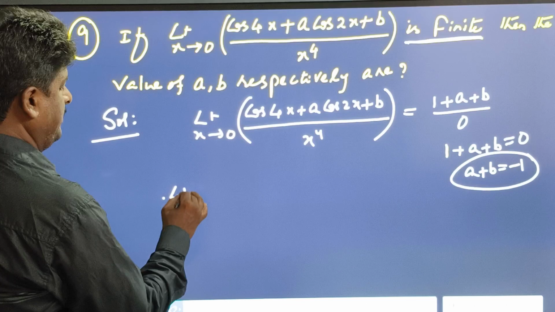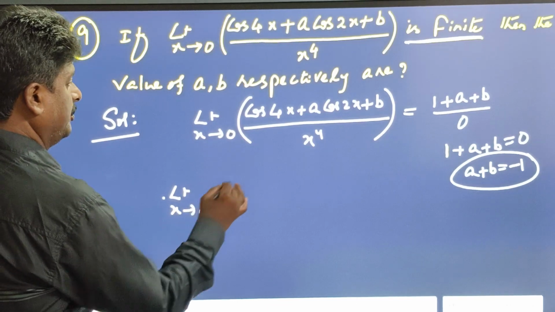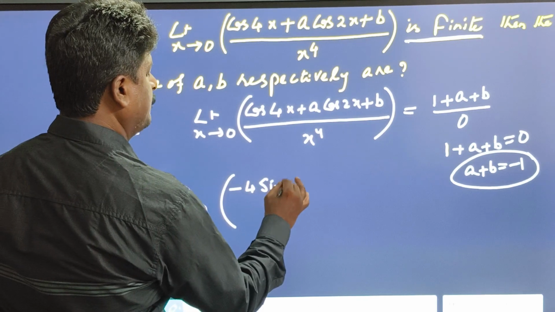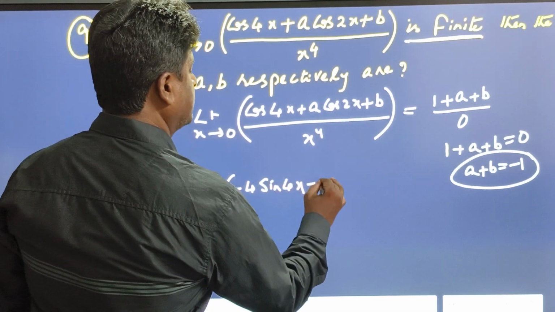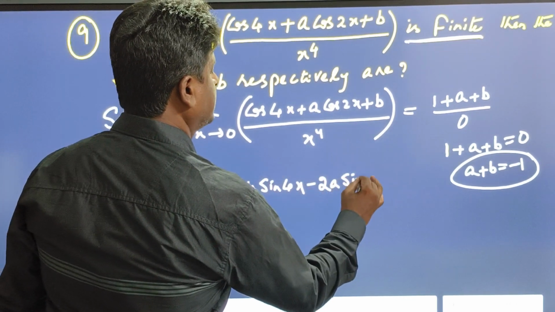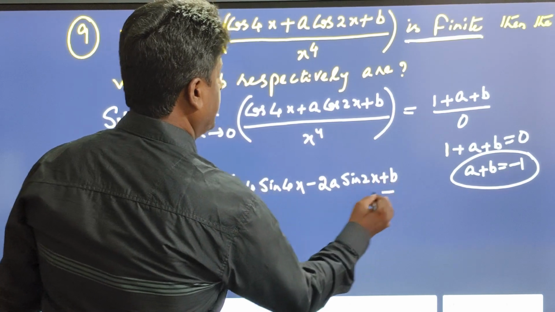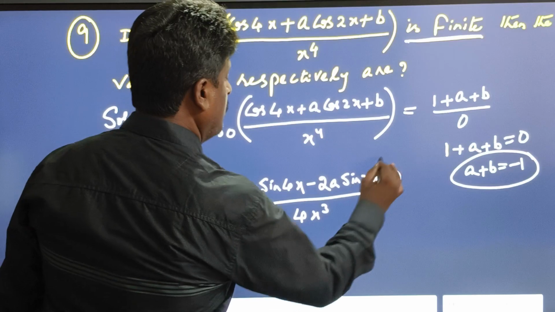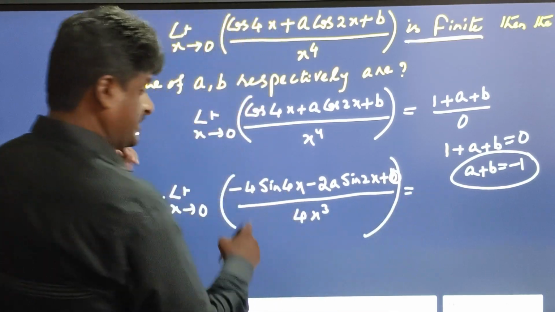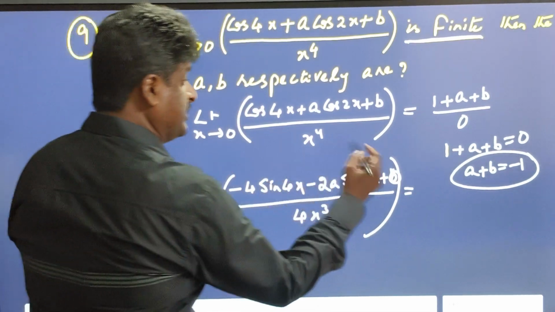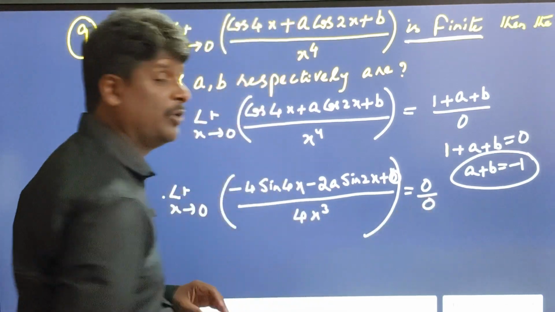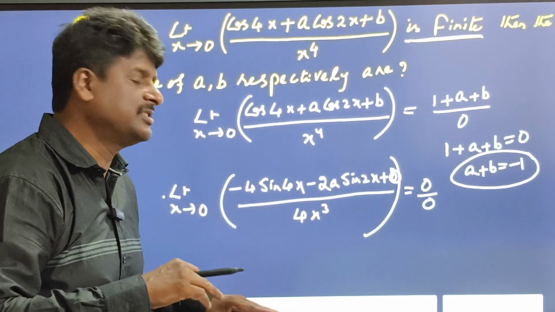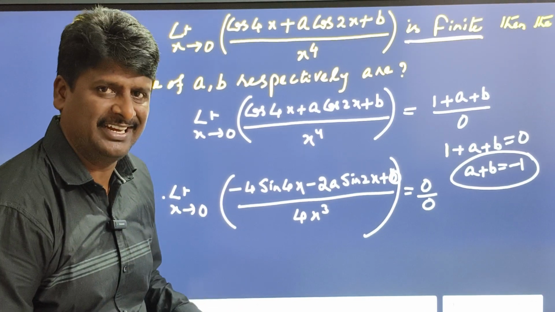That is limit x tends to 0 of the derivative: cos 4x minus 4 sin 4x minus 2a sin 2x plus b, over 4x cube. While applying the limit, sin 0 is 0, so we are getting 0 by 0. We got direct permission to use L'Hospital once again.